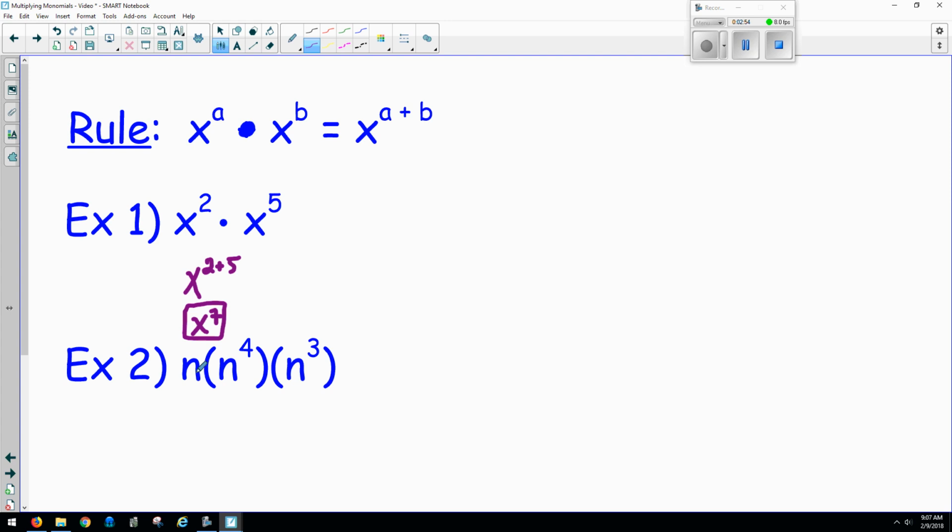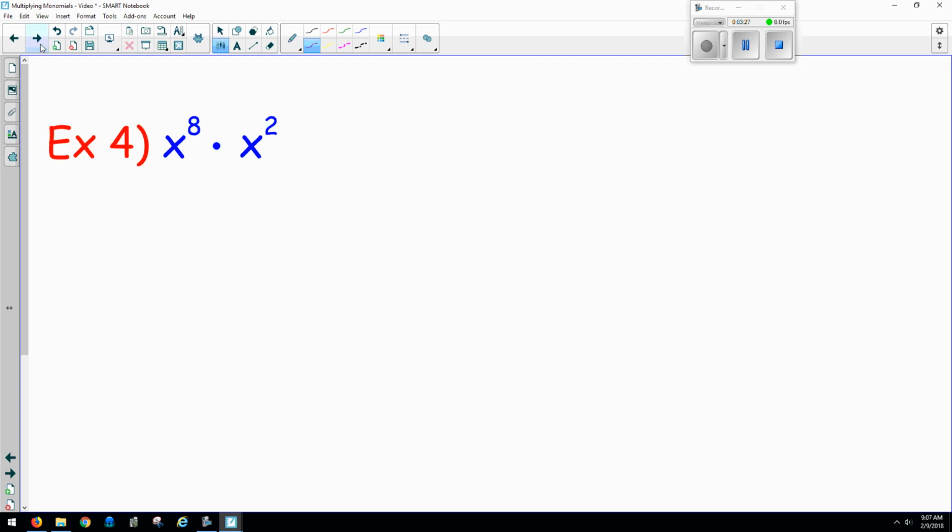In the second example, remember, if we see a variable by itself, we can assume that the exponent is 1. So that's really important to remember when you're going through these examples. Don't forget about the variables by themselves. They still have an exponent, and that exponent is 1. So I'm just going to add these three exponents together. So this would be n to the 1 plus 4 plus 3 power, which gives me n to the 8th. And that's it. Here's one for you to try, and we're going to continue with all of this in class.